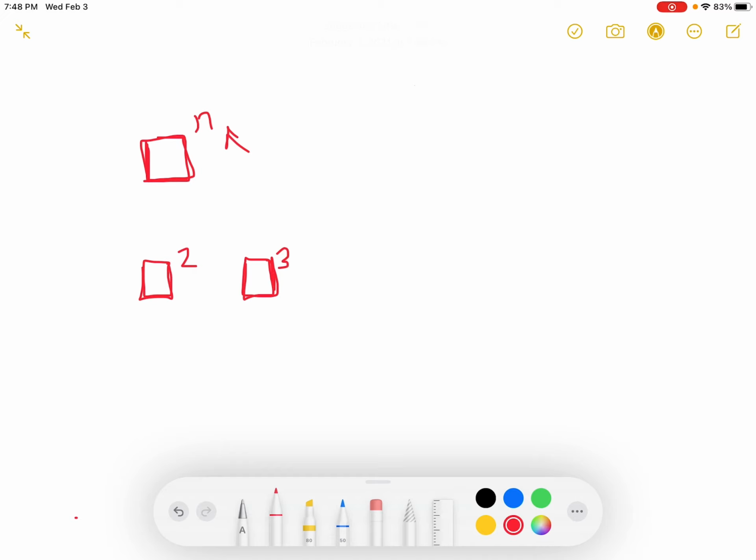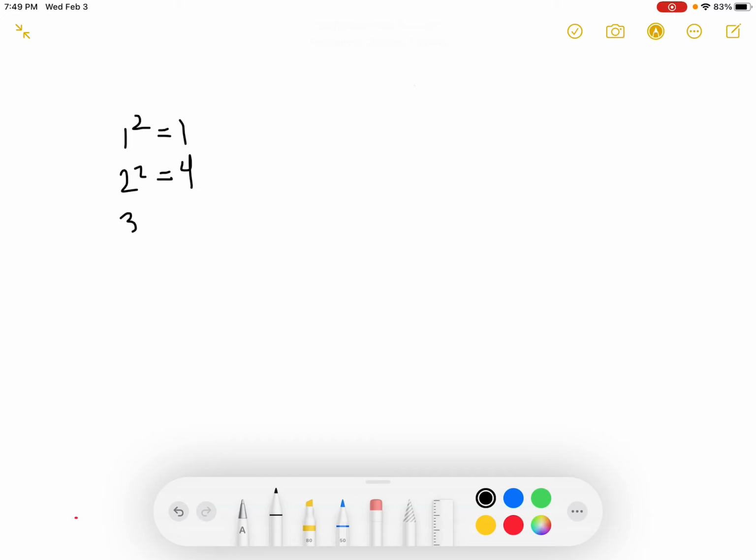Now, from 1 to 12, you should remember all of your cubes and squares. You can always just type it into the calculator, but it makes things faster in algebra. So, 1 squared is 1. 2 squared is 4. 3 squared is 9. 4 squared is 16. Let's just start out with these first 4.